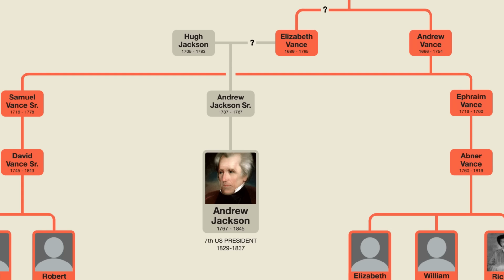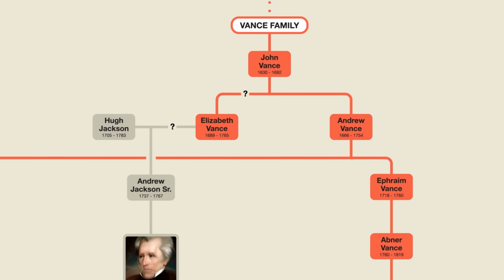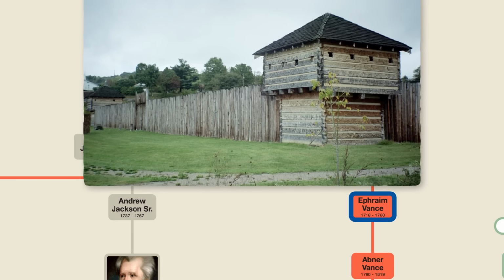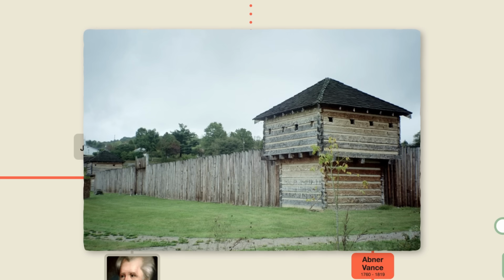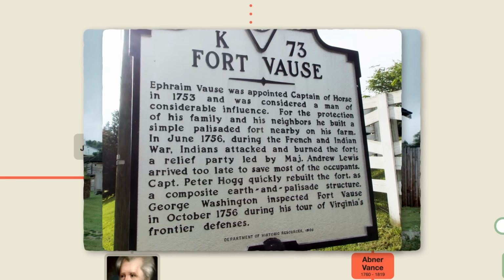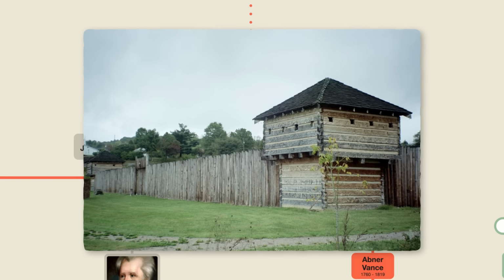Now, the sources for this connection aren't the best, which is why I've put question marks. But if true, this would make Andrew Jackson and JD Vance second cousins 8 times removed. What we do know for sure is that Andrew Vance was the son of John Vance and the father of Ephraim Vance. It was Ephraim who built a fort on the frontier of Virginia during the French and Indian War, named Fort Vouse. This fort was attacked and destroyed by the enemy, but later rebuilt and then inspected by none other than George Washington, who at that time was simply a colonel in the British Army.